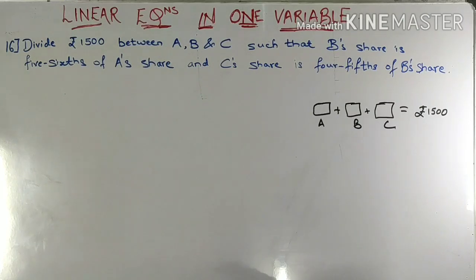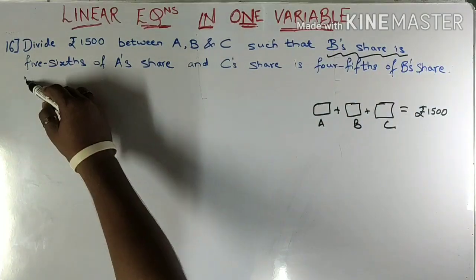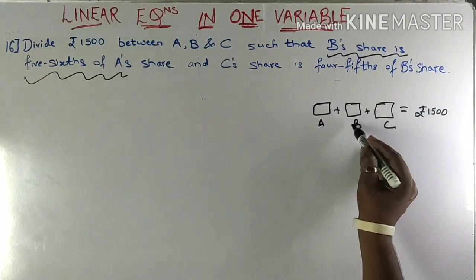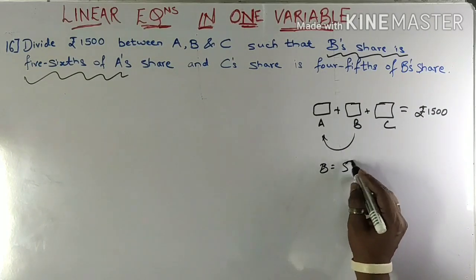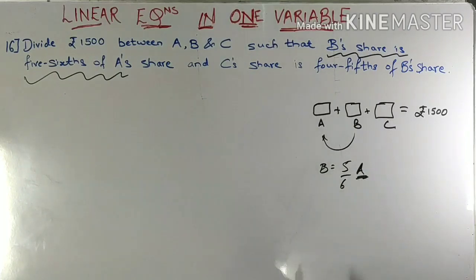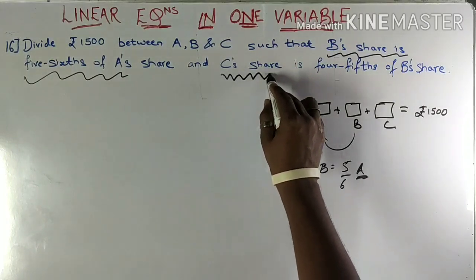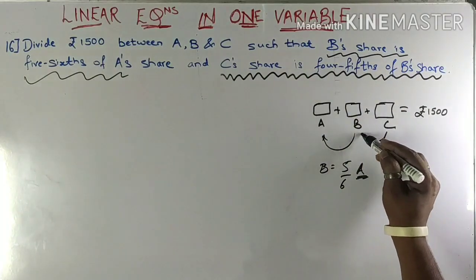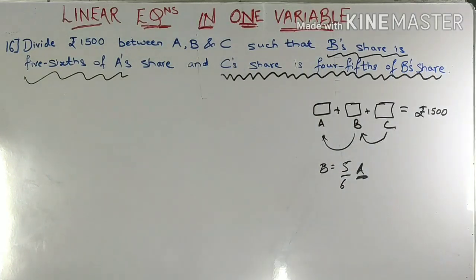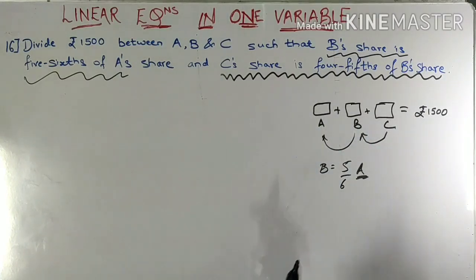Now my second condition states that B's share is 5/6 of A's share, and C's share is 4/5 of B's share. So C is given in terms of B and B is given in terms of A. So indirectly the relation is given in terms of A. How? Let's try and figure it out.